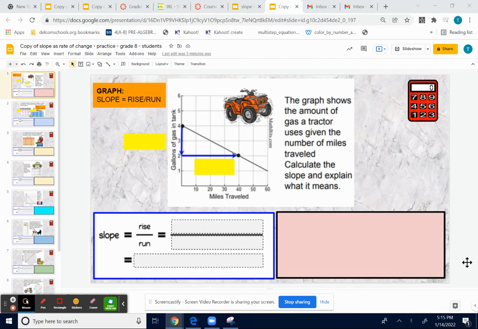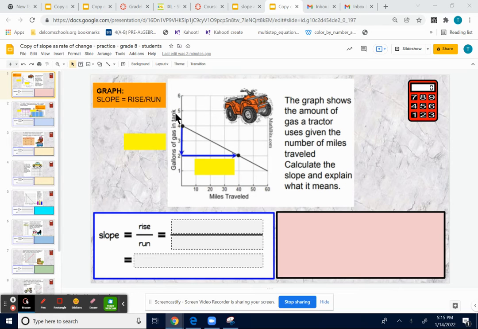Okay, this is an explanation of slide 1 on slope as rate of change. If you look at slide 1, it says the graph shows the amount of gas a tractor uses given the number of miles traveled. Calculate the slope and explain what it means.